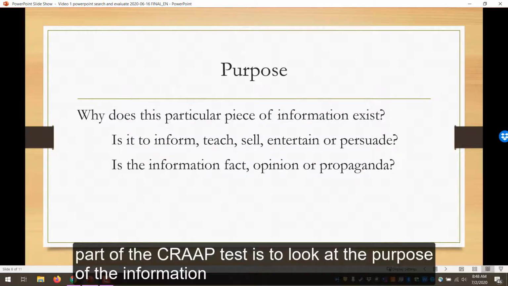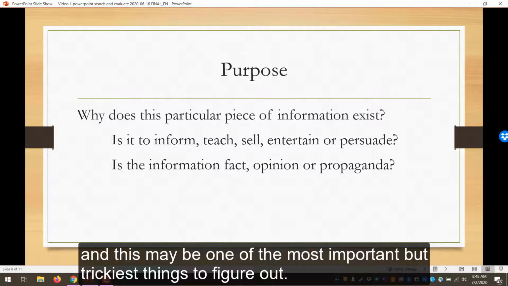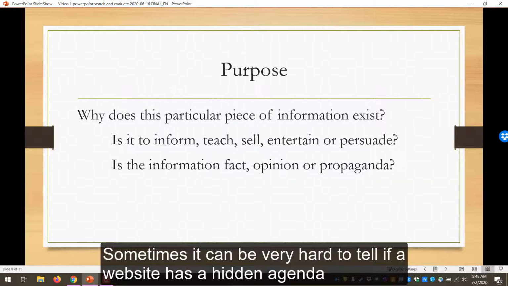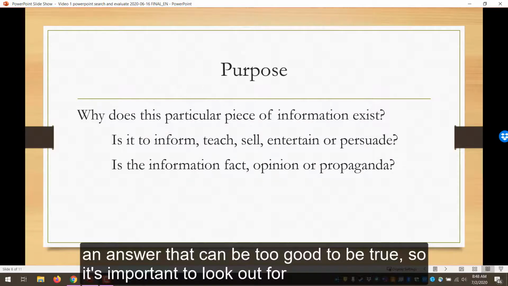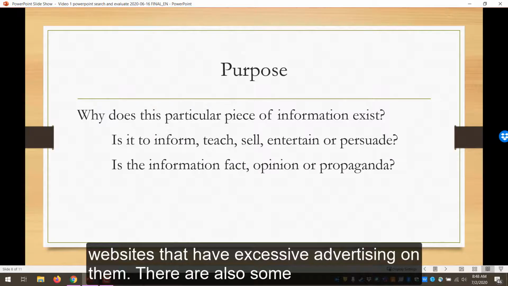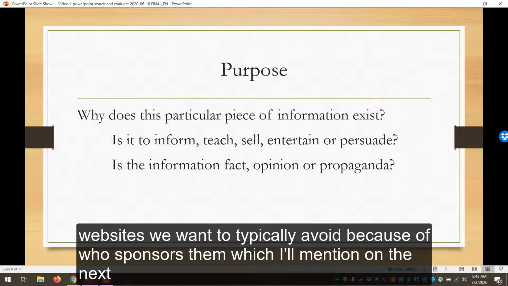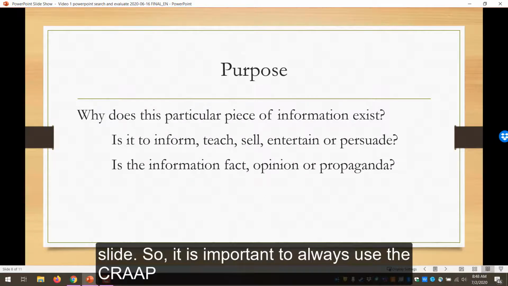The last part of the CRAP test is to look at the purpose of the information, and this may be one of the most important but trickiest things to figure out. Sometimes it can be very hard to tell if a website has a hidden agenda or if they're trying to sell you something. Sometimes we want to look for an answer that can be too good to be true, so it's important to look out for websites that have excessive advertising on them. There are also some websites we want to typically avoid because of who sponsors them, which I'll mention on the next slide.